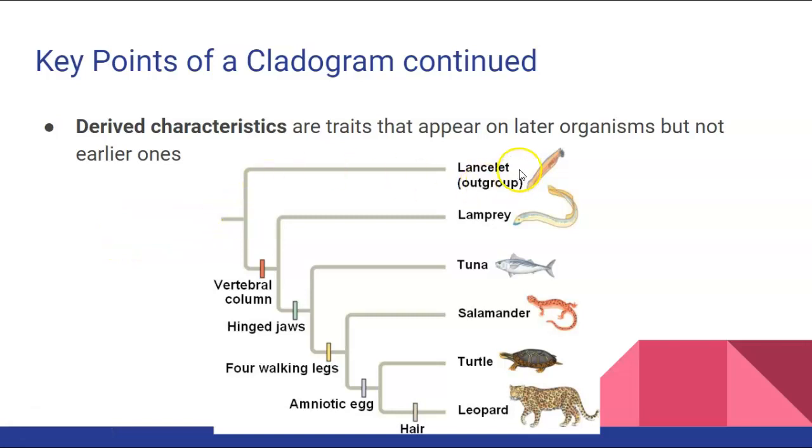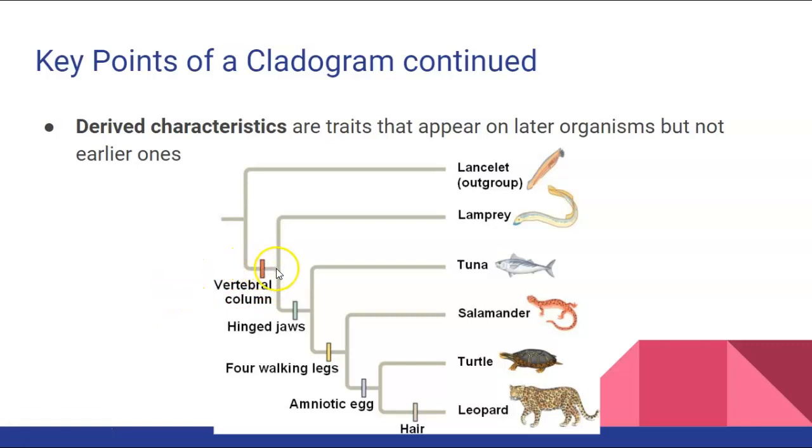So as we go through, we have a lancelet, which is just an invertebrate, and a lamprey. Okay, we see that we have our first node, which shows that we have differentiated the lancelet from the rest of these. So all of these now contain a vertebral column. Okay, this is saying that once you've passed this column, everything after this has this derived characteristic. So that means everything, lamprey, tuna, salamander, turtle, leopard, they all have a vertebral column, which is a spine.